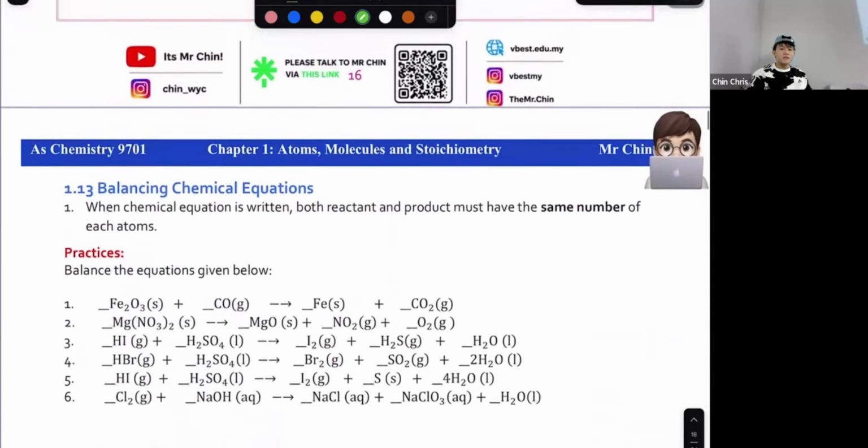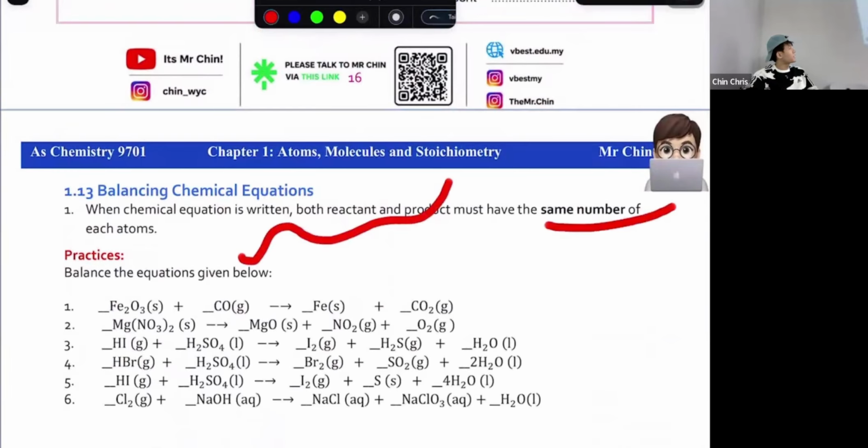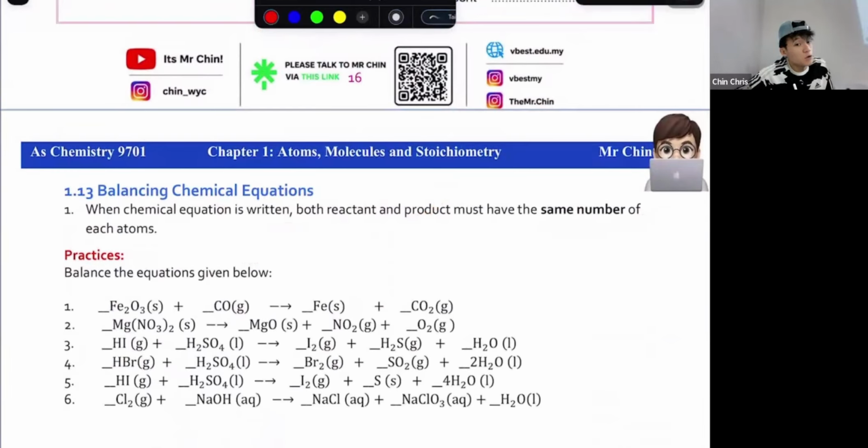Can you guys flip to page 17, please? For a chemical equation, your reactant and product must have the same number of atoms. You guys can try to balance this.